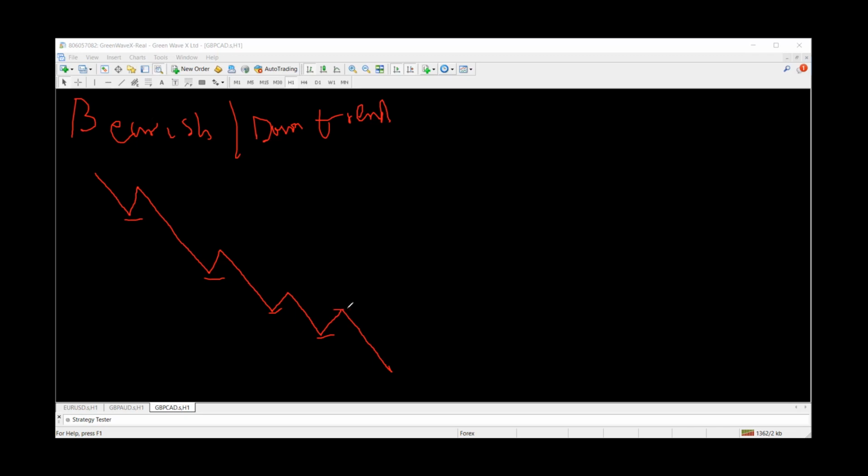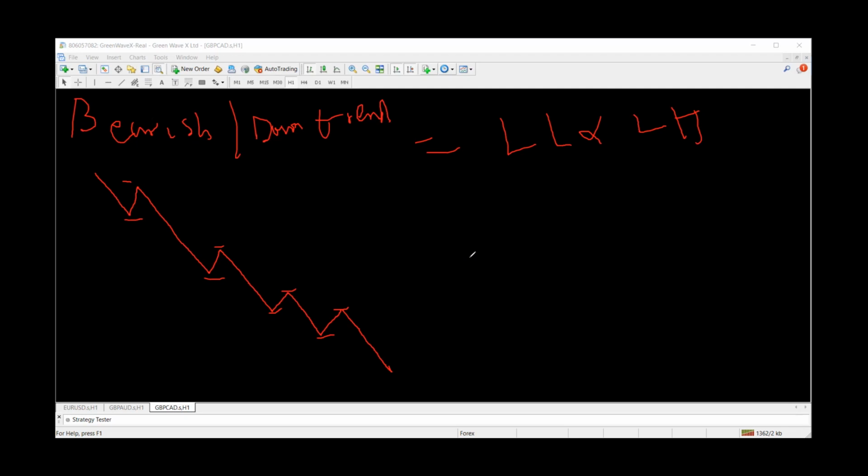Meanwhile, we're having new highs that are also getting lower as well. The highs are getting lower and the lows are getting lower as well. So this one we have lower lows and lower highs. Now that is the property of a bearish trend or a downward trend.